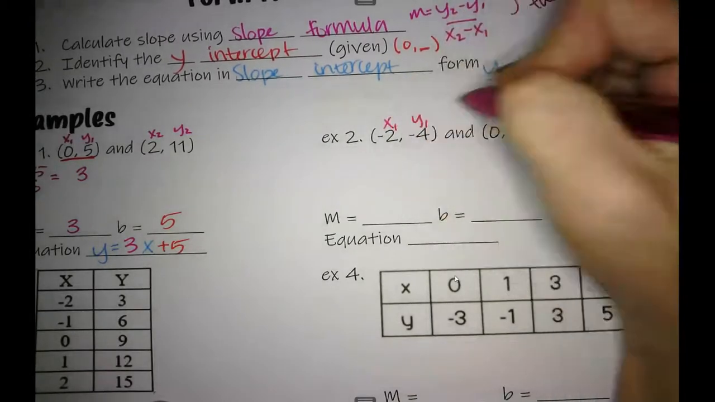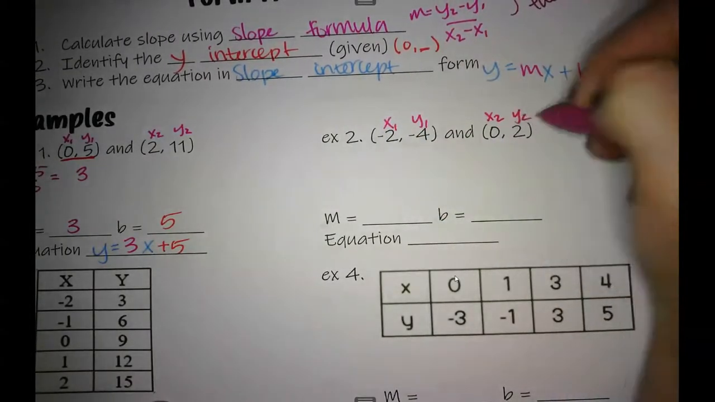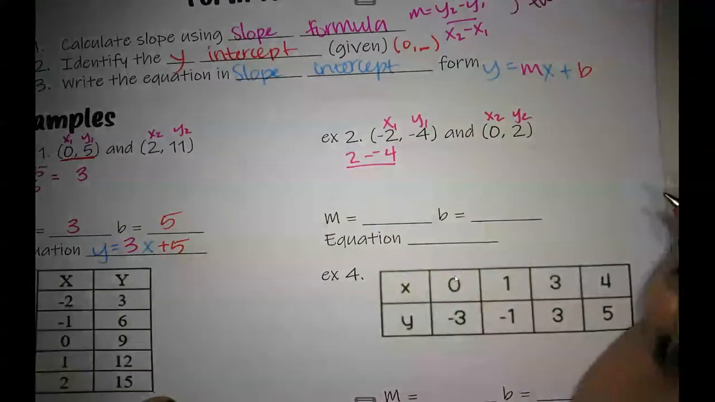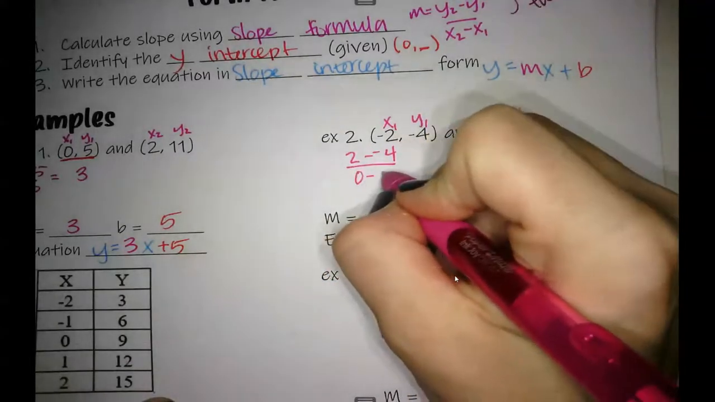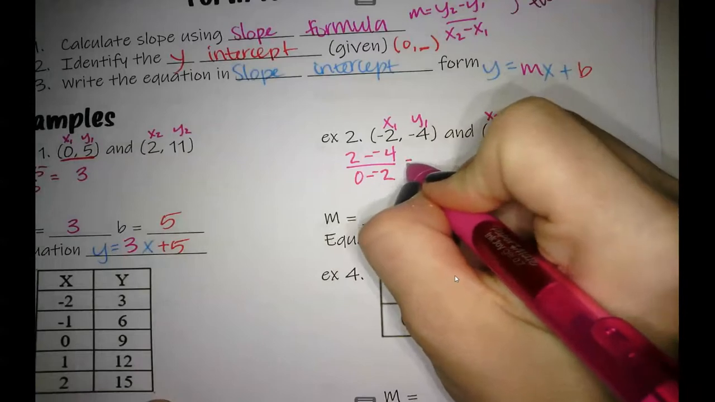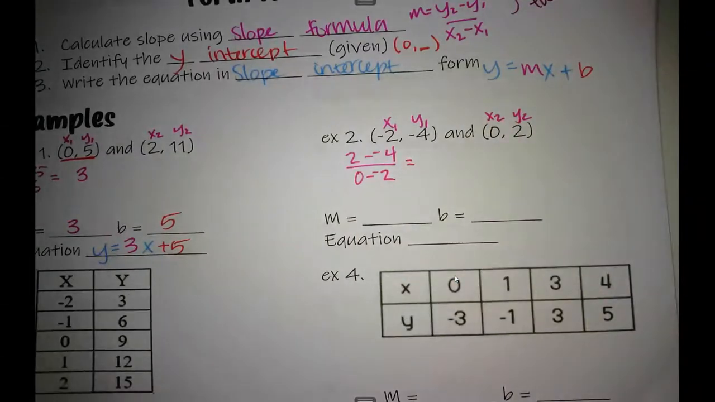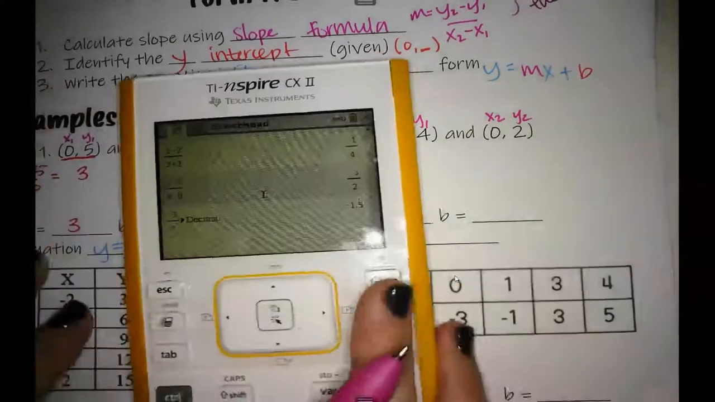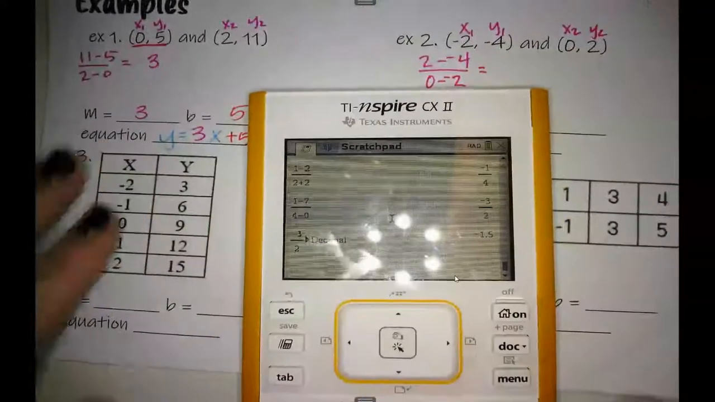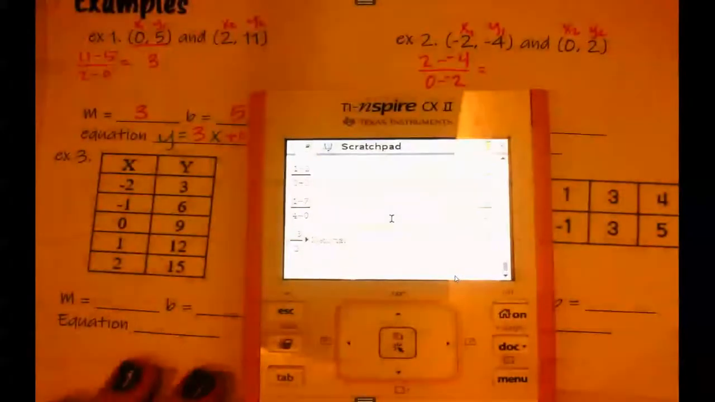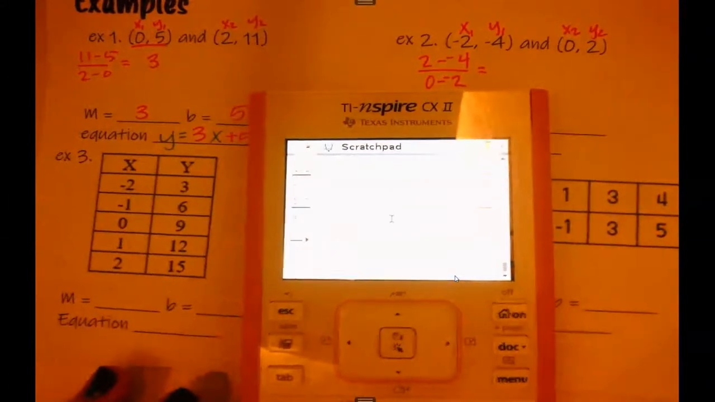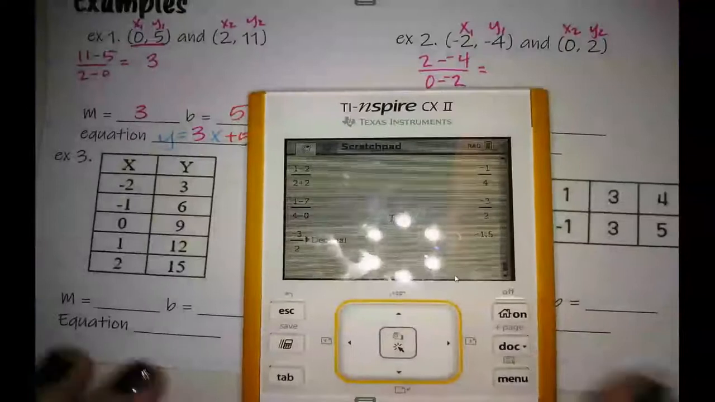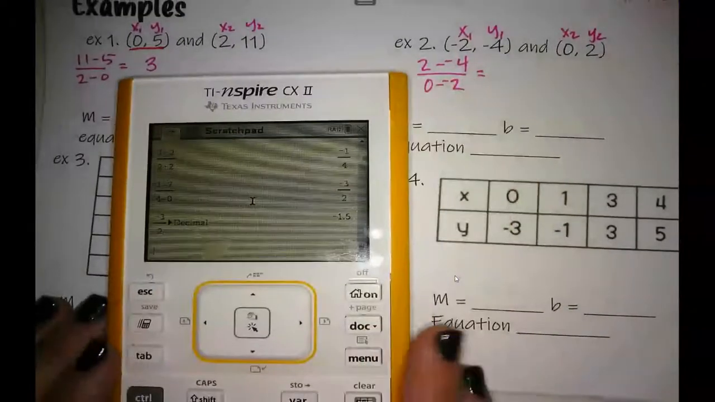Find slope. y2 minus y1 divided by x2 minus x1. This one I'm going to show you in the calculator just in case. Hopefully you can see it. Turn this light off and see if that helps. Well, I don't know about that. Well, let me move out of the light then.